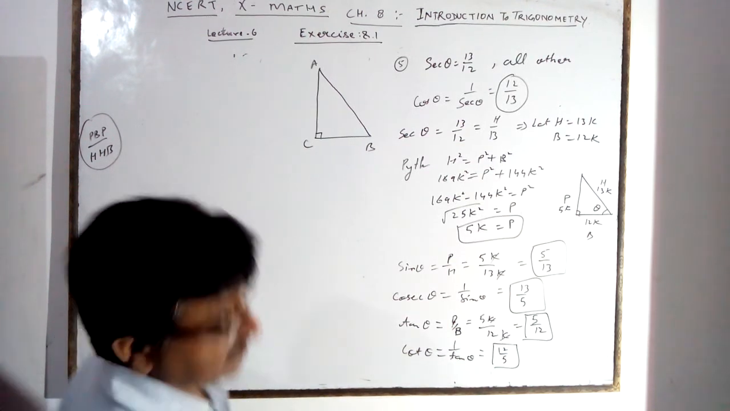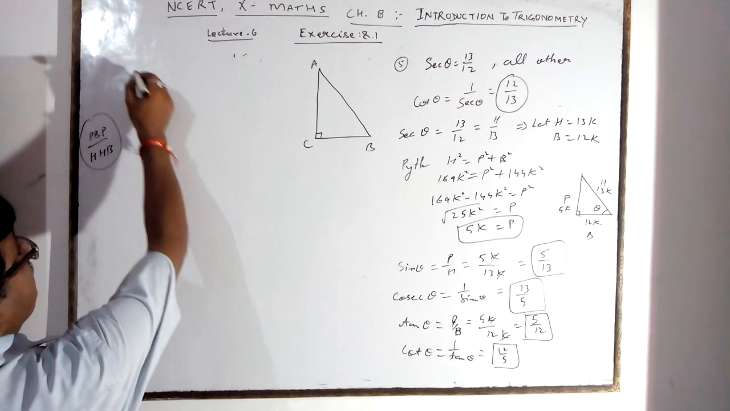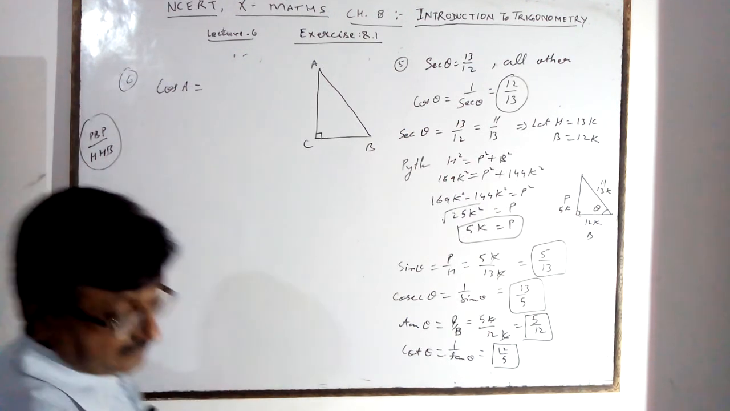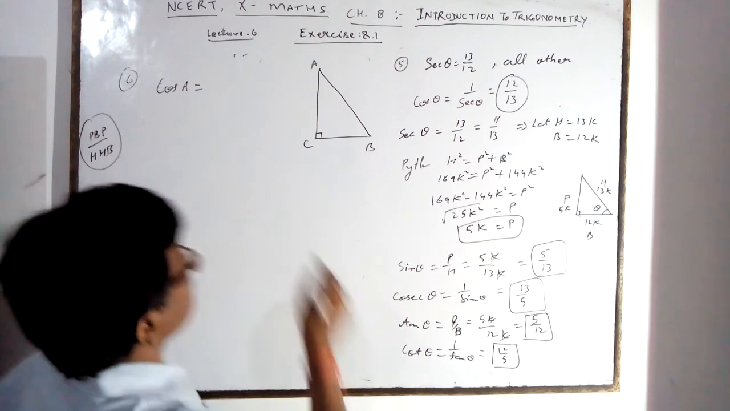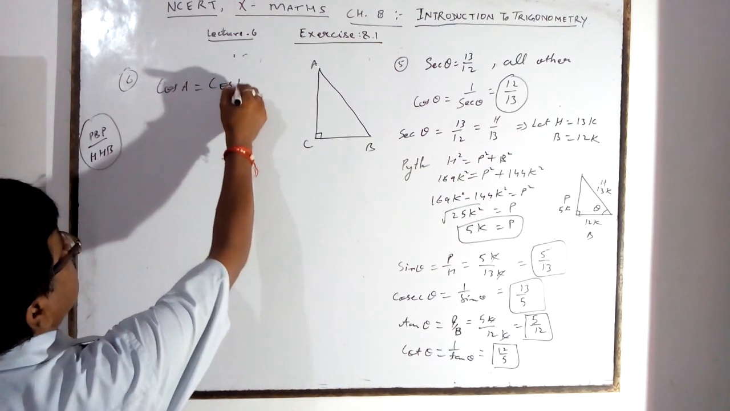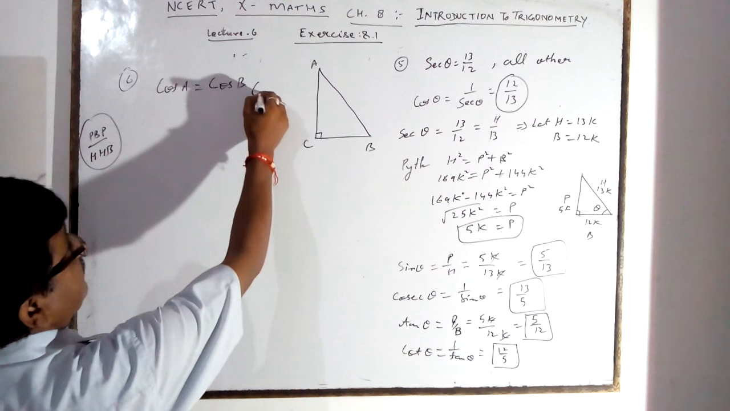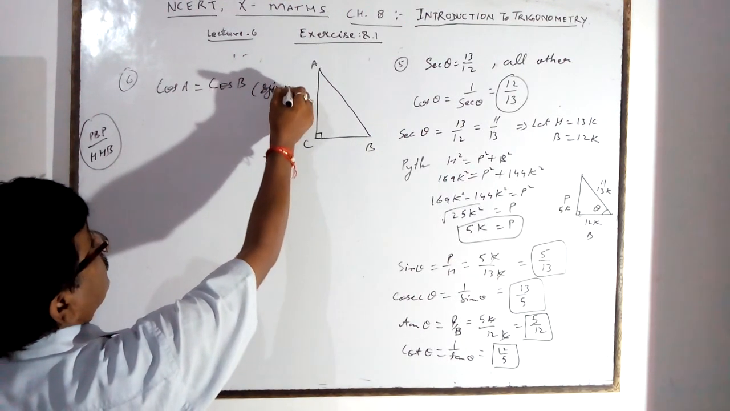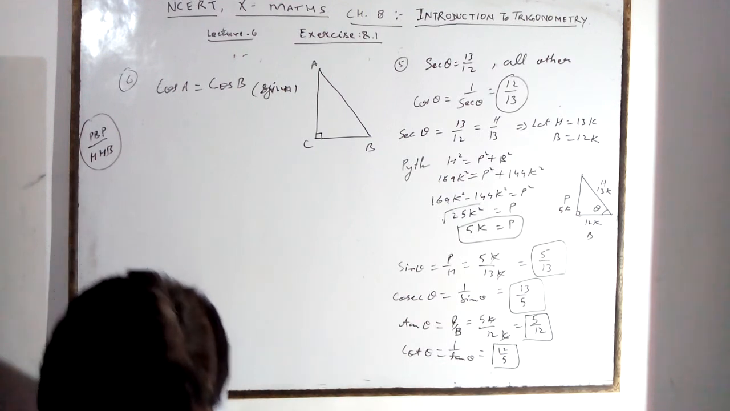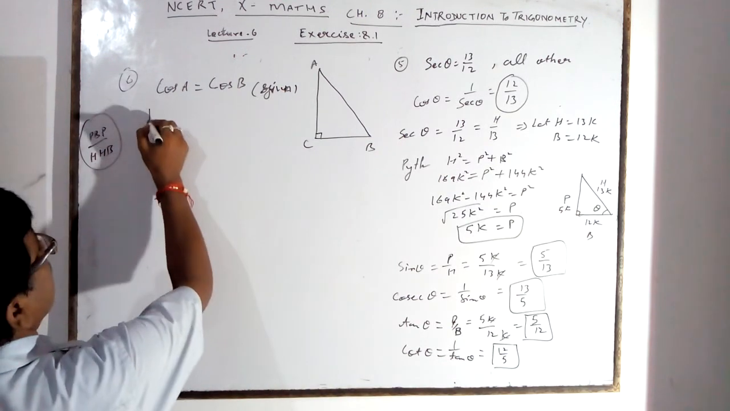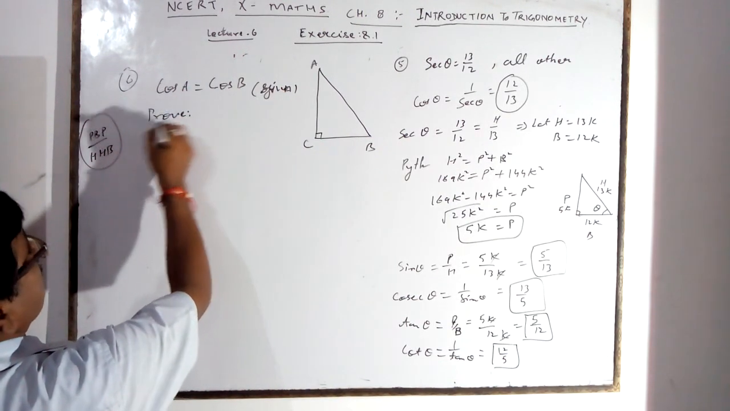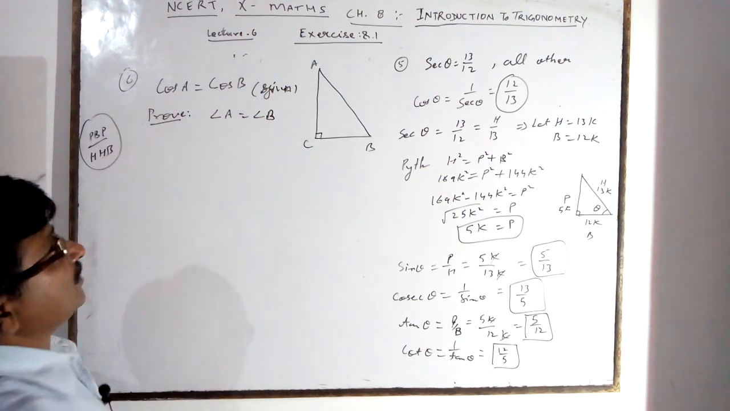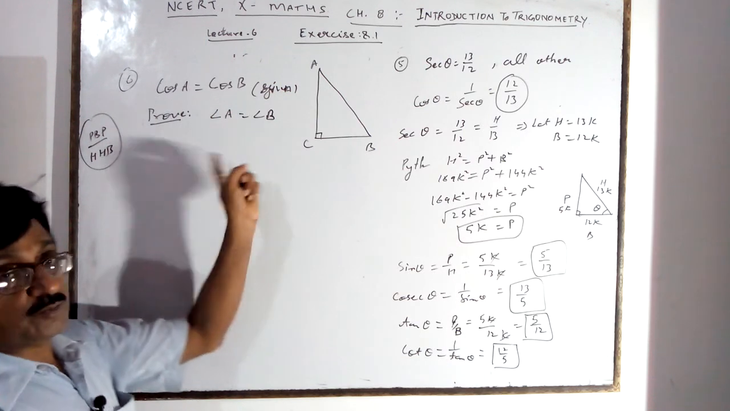Such that cos A is equal to cos B. Question number 6: cos A is equal to cos B, it is given. Prove that angle A is equal to angle B. You want to prove it. It is a proof question.